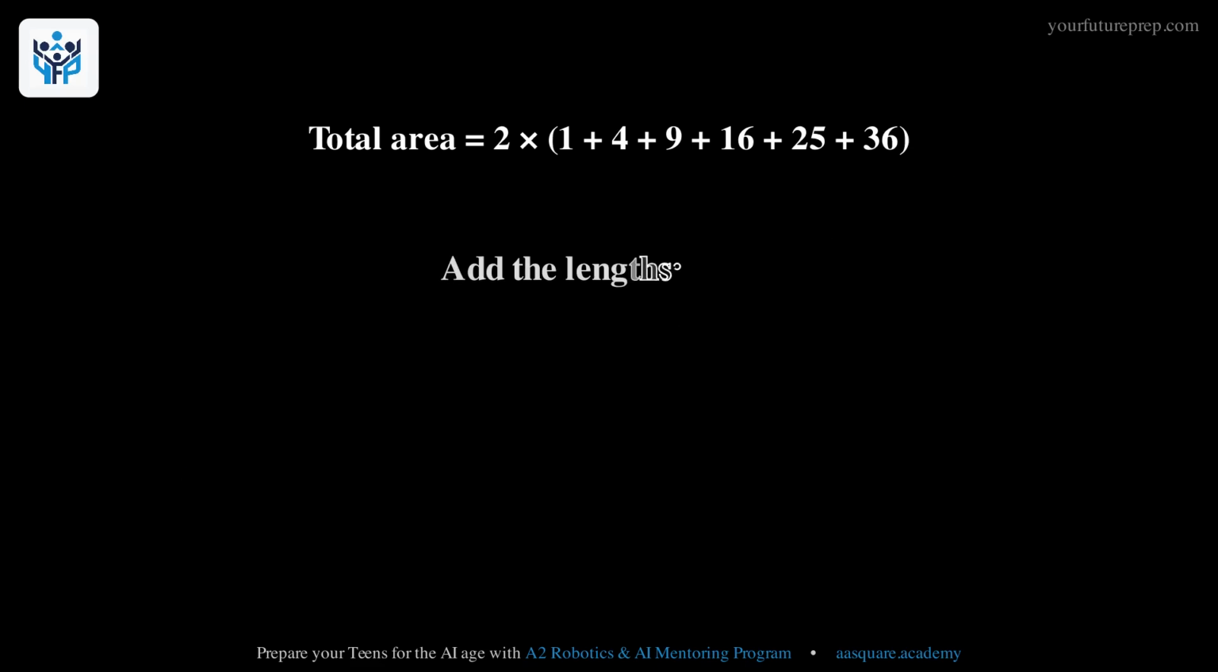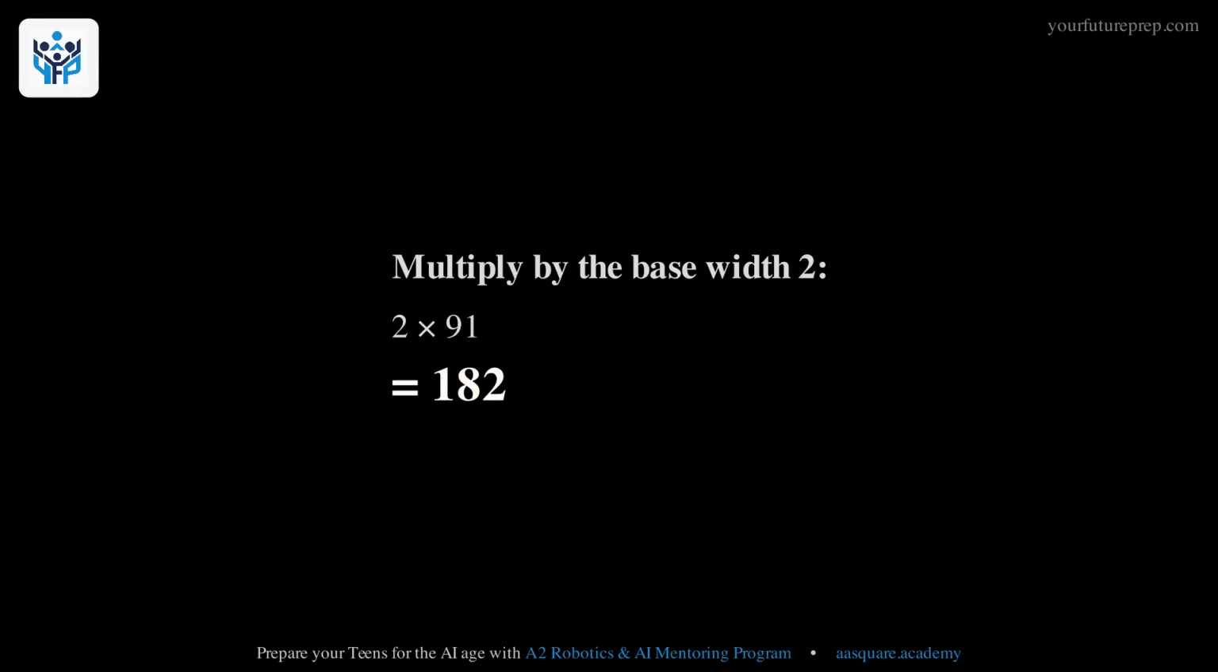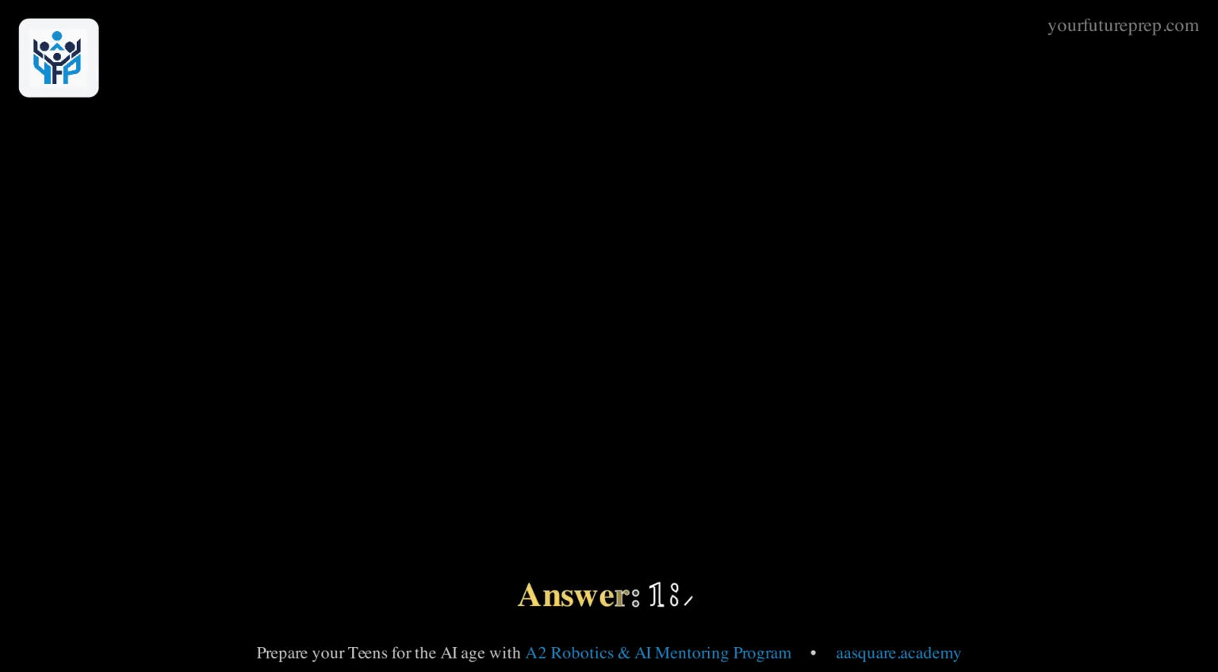First, let's add up the lengths. 1 plus 4 plus 9 plus 16 plus 25 plus 36 equals 91. Now multiply by the base width of 2. 2 times 91 equals 182. So the sum of the areas is 182, which is choice D.